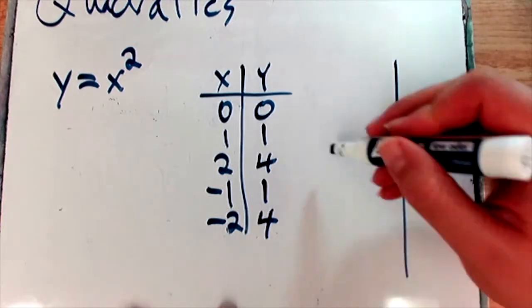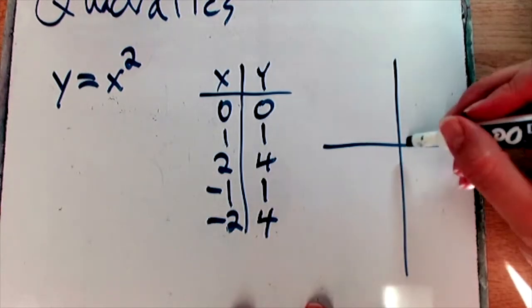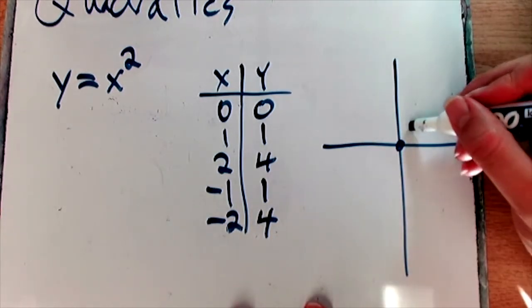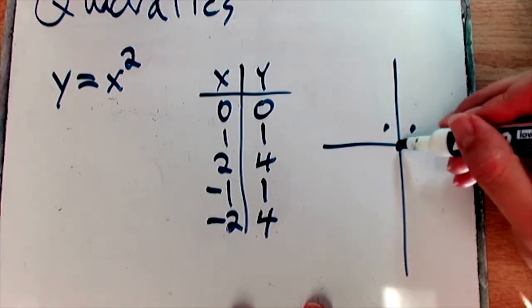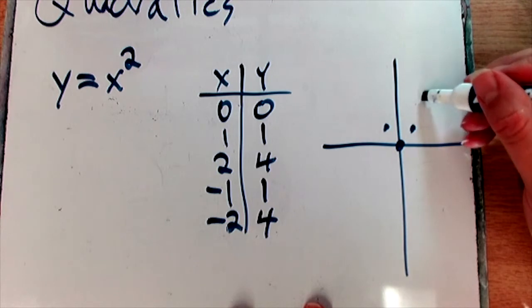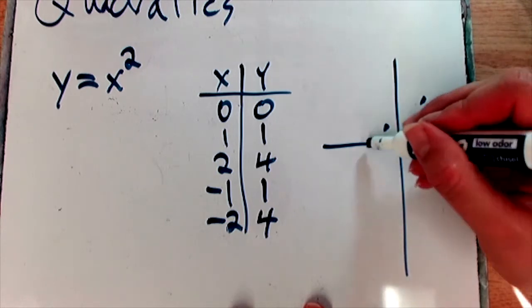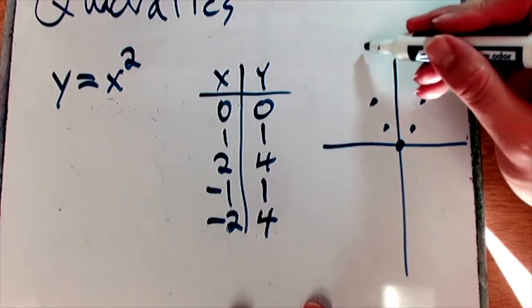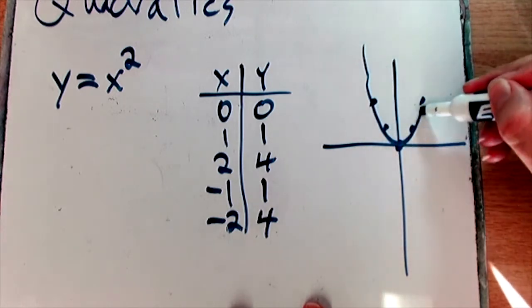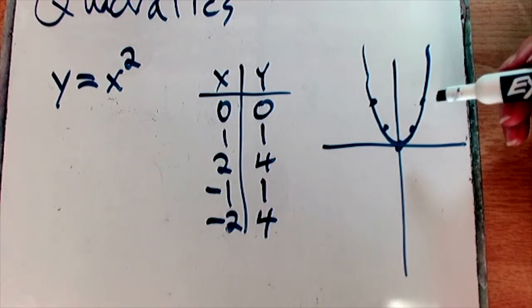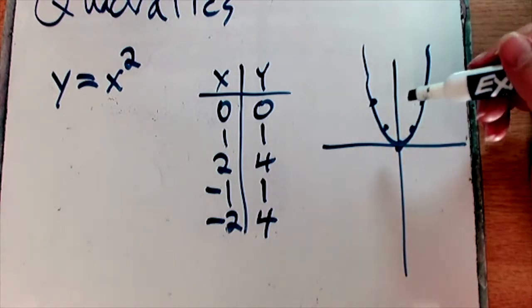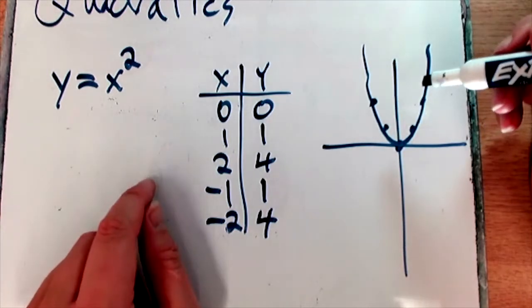So let's actually graph this thing. And when you graph it, we've got the point 0, 0. We've got the point 1, 1. We've also got the point negative 1 and 1. We've also got the point positive 2 and 4. We've got the point negative 2 and 4. And you start to see the shape coming, and that is a parabola. That's what that's called. So this parabola is y equals x squared.